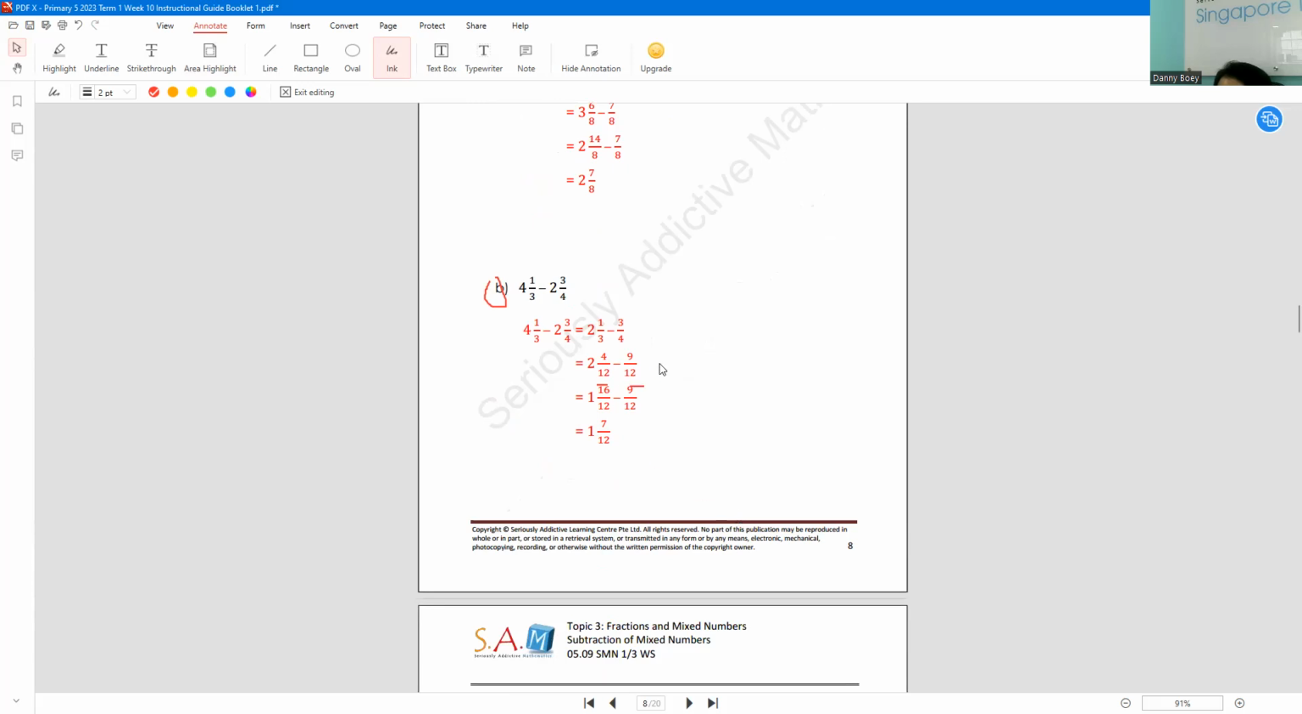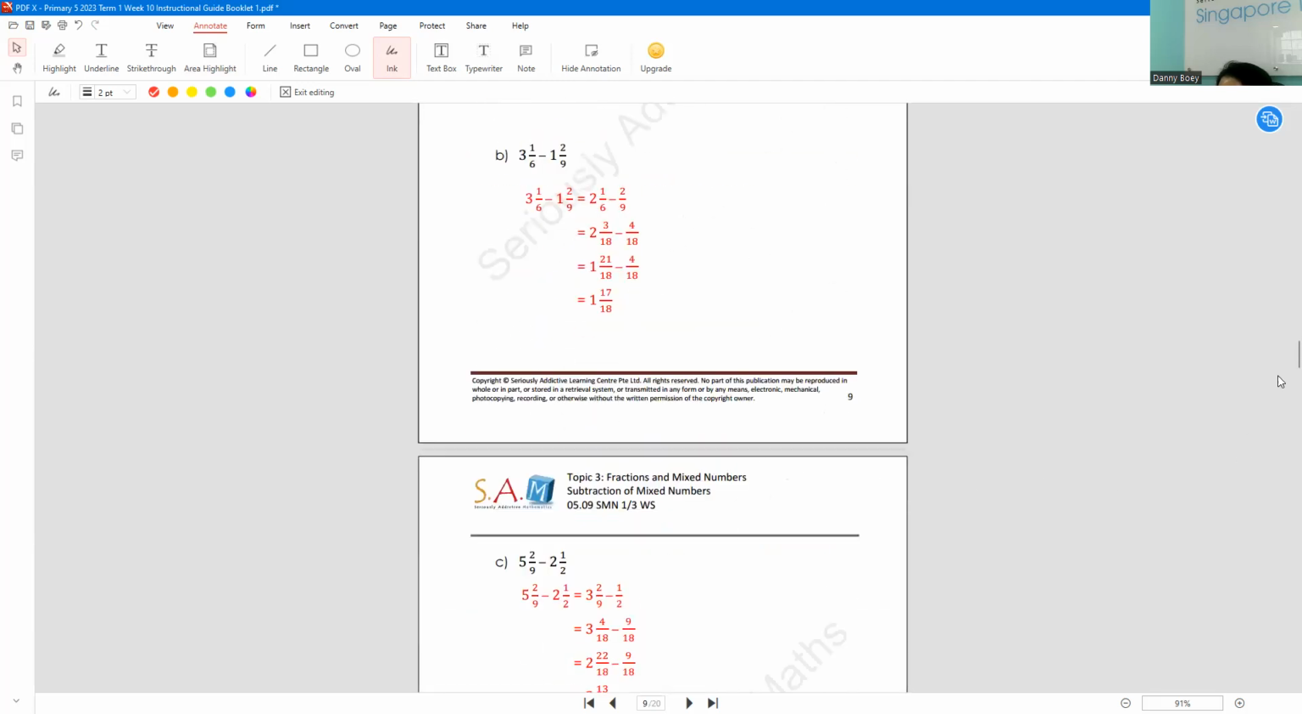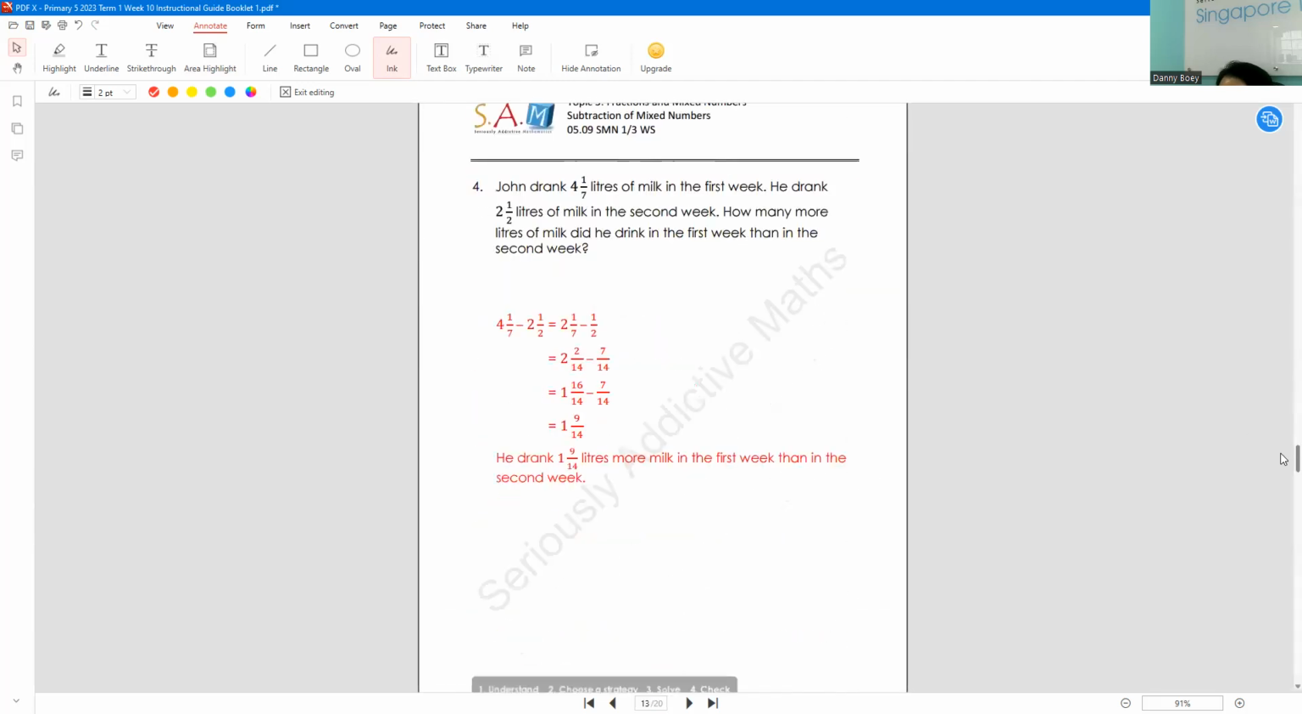Now 4 out of 12 minus 9 out of 12, not enough. So you need to regroup that 1 whole into 12 out of 12. So that will give you 16 out of 12. Therefore, if you regroup, this one you add 12 to it, and this becomes 1. If they want to see it working, it's like that, but otherwise that's fine. So 1 whole 16 out of 12 minus 9 out of 12 equals 1 whole 7 out of 12.